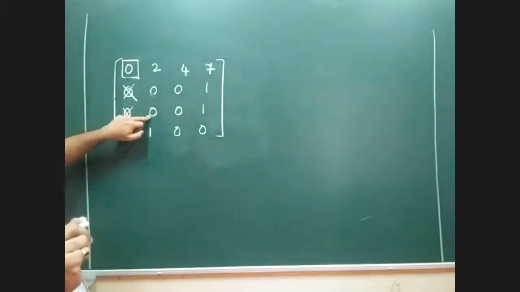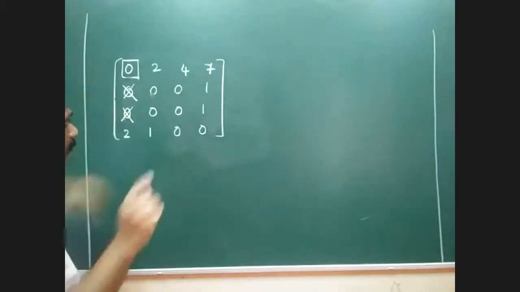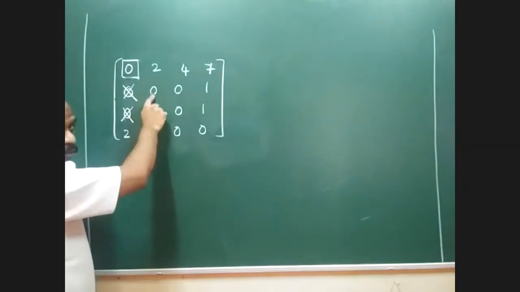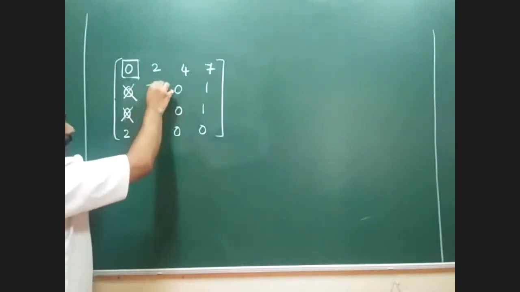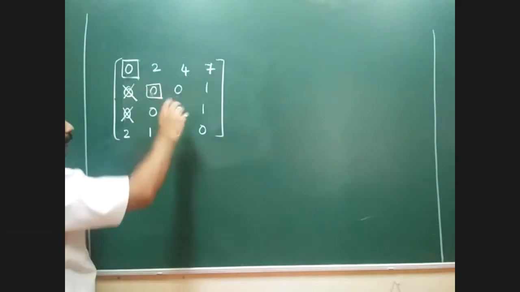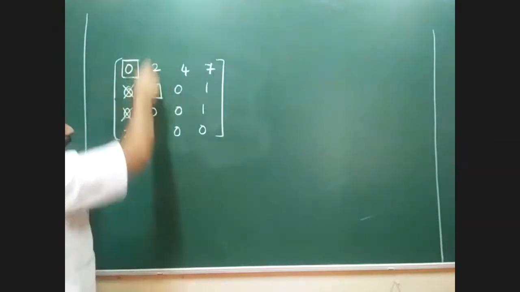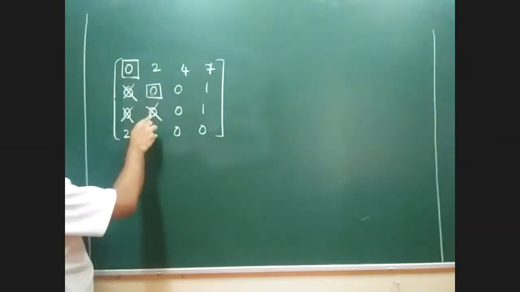Are you able to understand me? Please understand this very carefully. Suppose that each particular row allocate this, if I'm selecting, we know that all the zeros of that particular column have to be blocked.